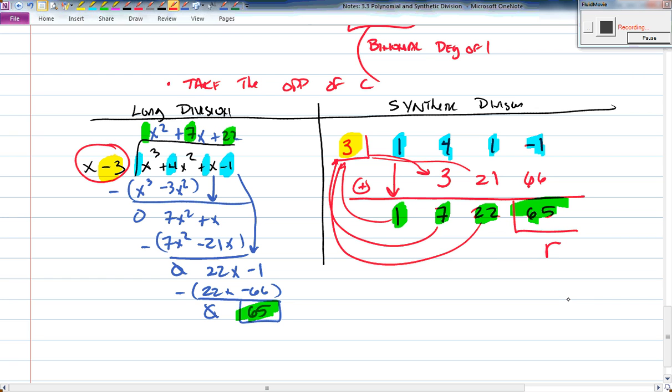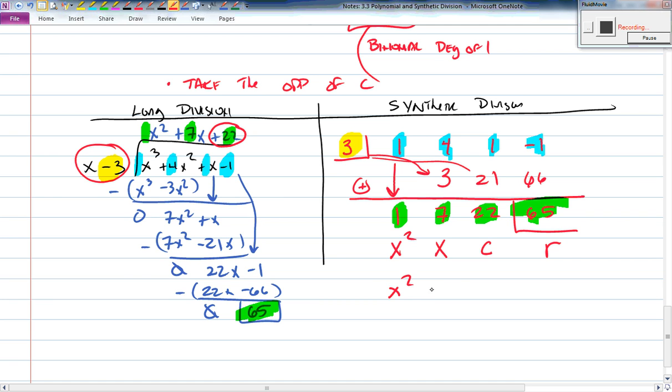And then I work backwards. The 22 represents the constant on the end here. The 7 represents the leading coefficient for the x term. And the 1 represents the leading coefficient for the x squared term. So I work myself backwards. When I divide this, I get an answer of x squared plus 7x plus 22 with a remainder of 65, which is exactly what it says over there on that side. It's just procedural based here.